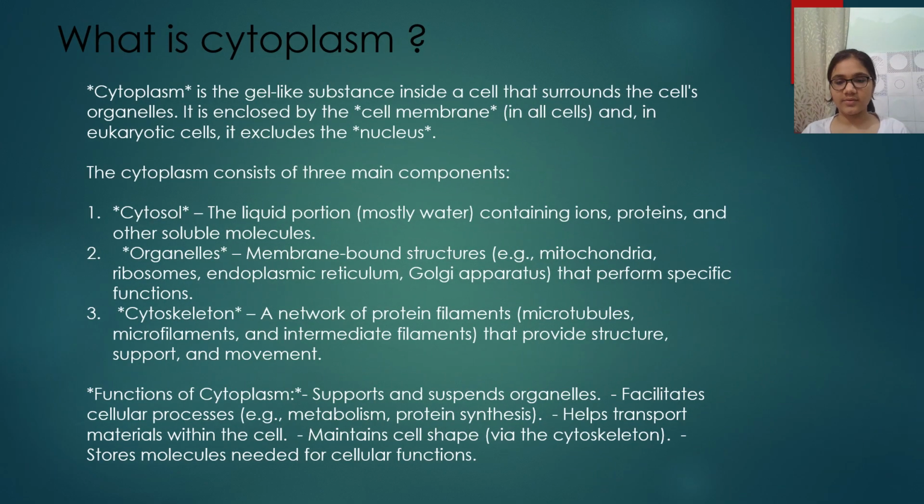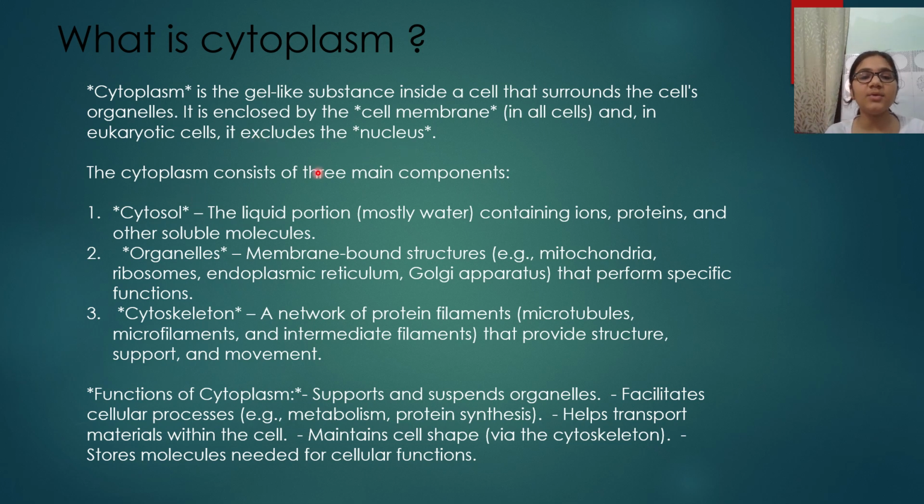Now, what is cytoplasm? Cytoplasm क्या होता है? We have discussed the basic structure of the cell. हमने उसमें ये देखा था that we have the cell membrane and the protoplasm. Now we have divided the protoplasm into two types: आपका nucleus, ठीक है, and the cytoplasm. If we exclude the nucleus, the remaining portion is the cytoplasm. Cytoplasm is the जेल लाइक स्ट्रक्चर होता है inside the cell that surrounds the cell's organelles. It is enclosed by the cell membrane, and in eukaryotic cells, it excludes the nucleus.